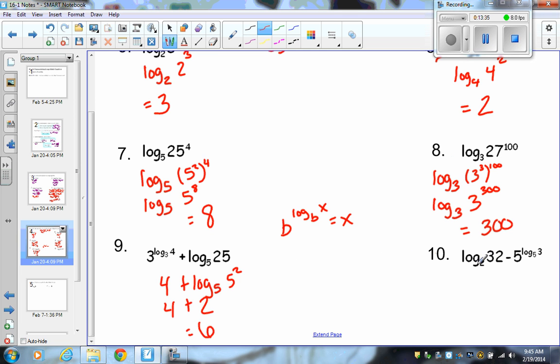One more. 32 can be rewritten as 2 to the 5th. So this is really the log base 2 of 2 to the 5th minus 5 to the log base 5 of 3. So this first one's just going to equal 5. The second one's just going to equal 3. And then 5 minus 3 is 2.